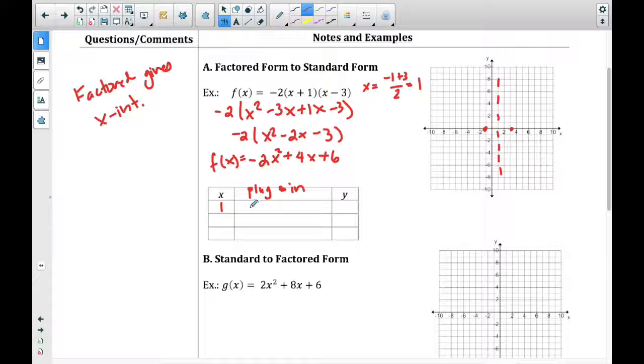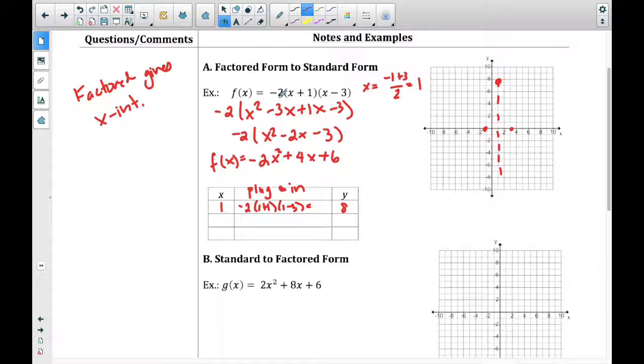So if I plug in a +1, I can plug it into my original equation or my new equation. I'd like to go back to the original. I just think that's a safer way to do it. So I get -2 times 2 times -2. A negative times a negative is a positive, so that looks like a +8. I'm going to go in and graph my vertex at 1, 8.